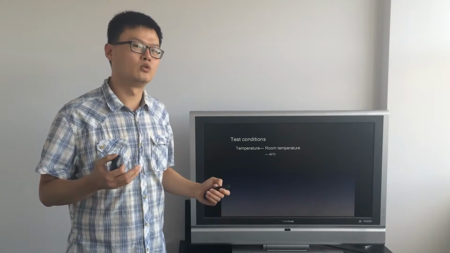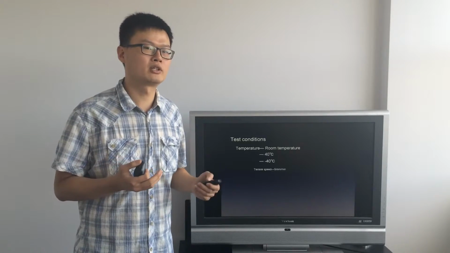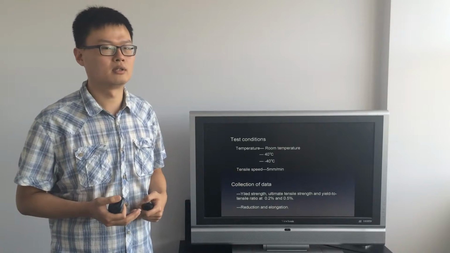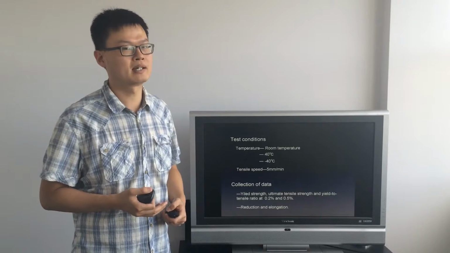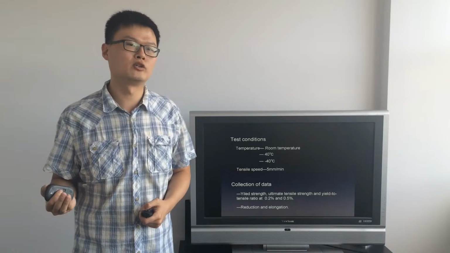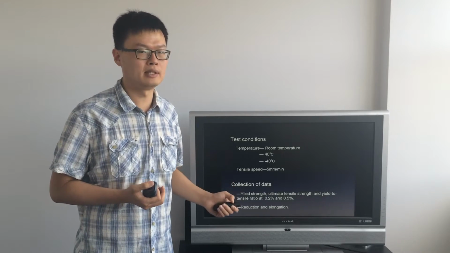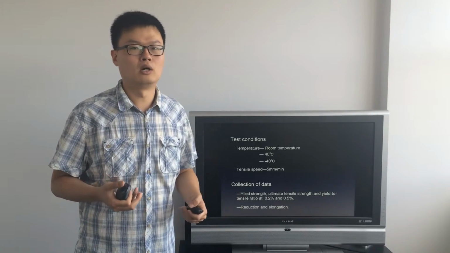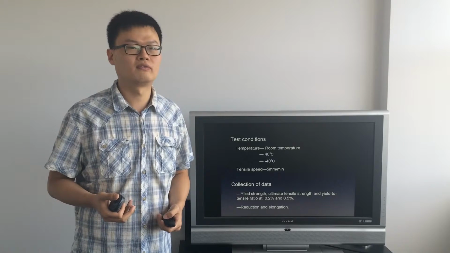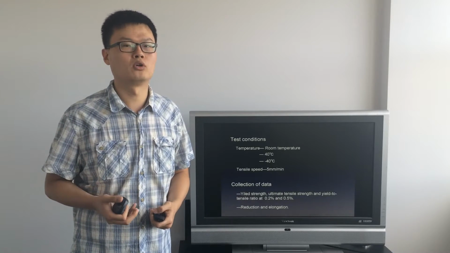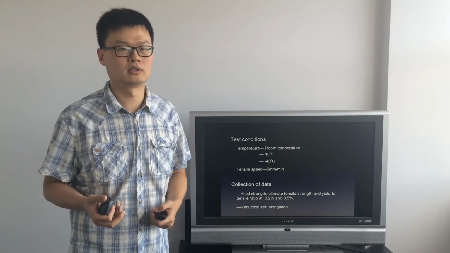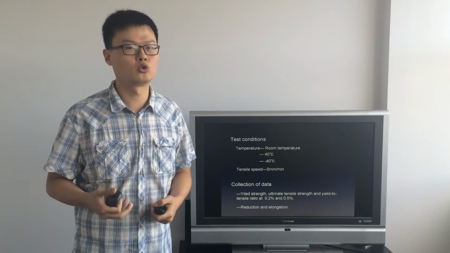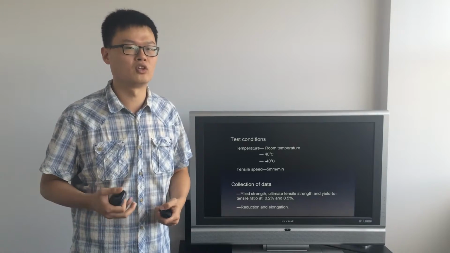Then the tensile testing was conducted at three temperature conditions, which are room temperature, 40-degree temperature, and minus 40-degree temperature respectively, and the tensile speed was set as 5 mm per minute. The yield strength at 0.2% and 0.5% offset were determined by plotting the stress-strain curves. The ultimate tensile strength and the yield-to-tensile ratio also could be obtained with the assessment of elongation.